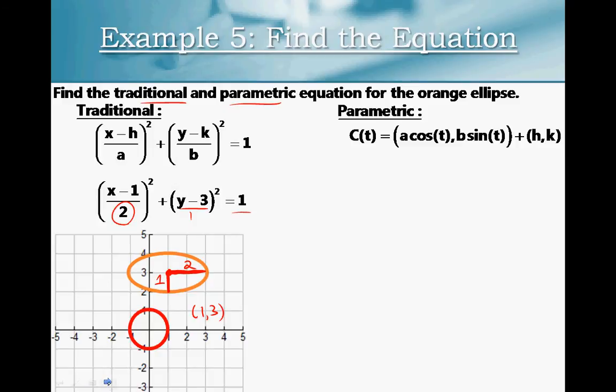All right, parametrically, this is a lot easier to do because you don't really have to memorize quite as much.